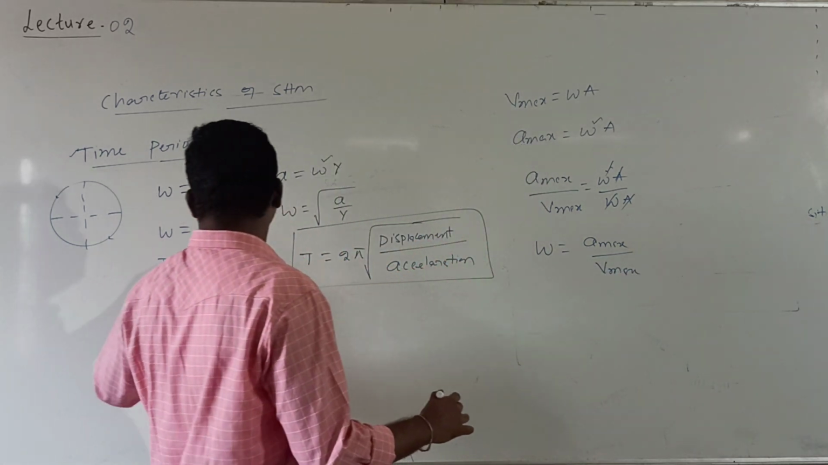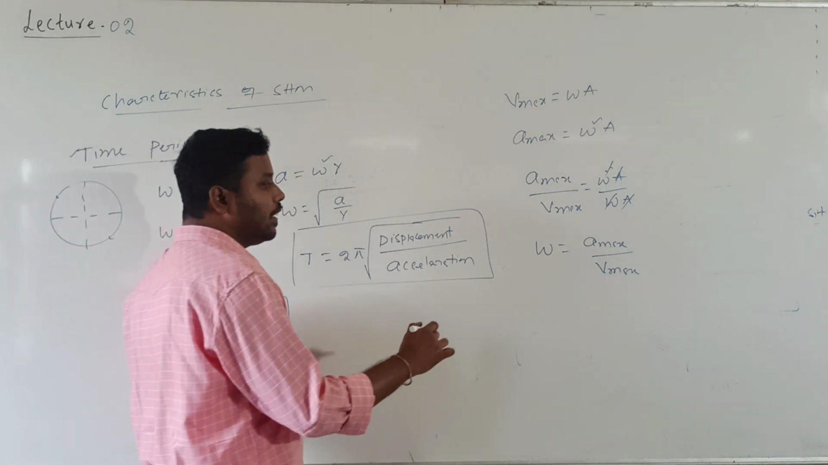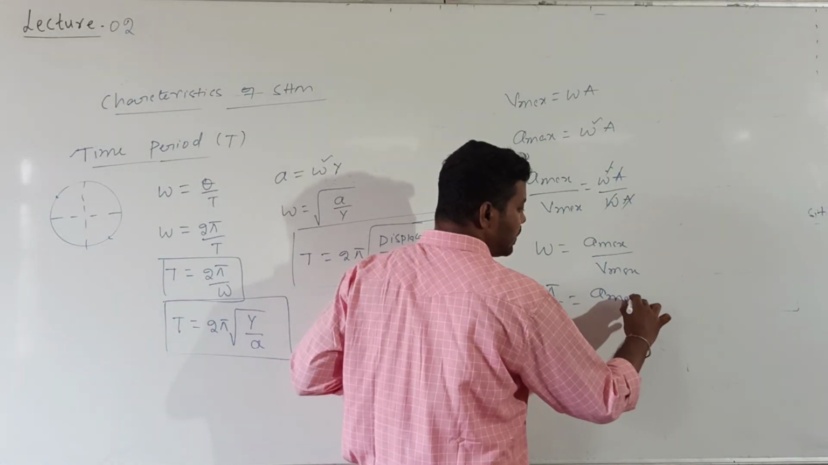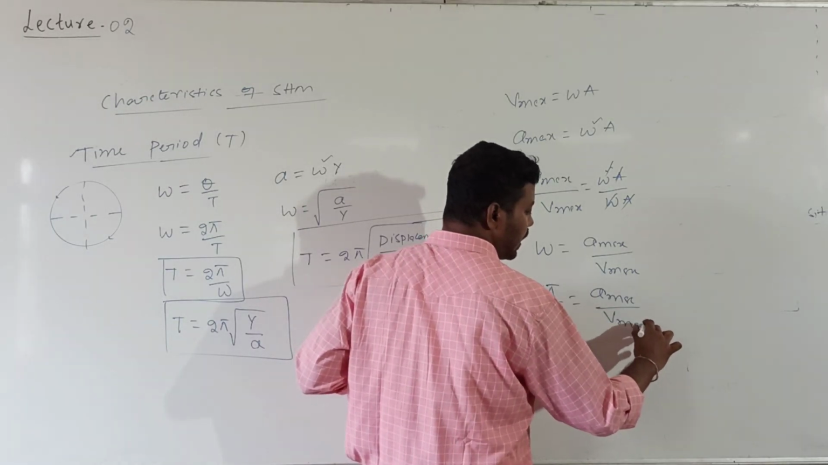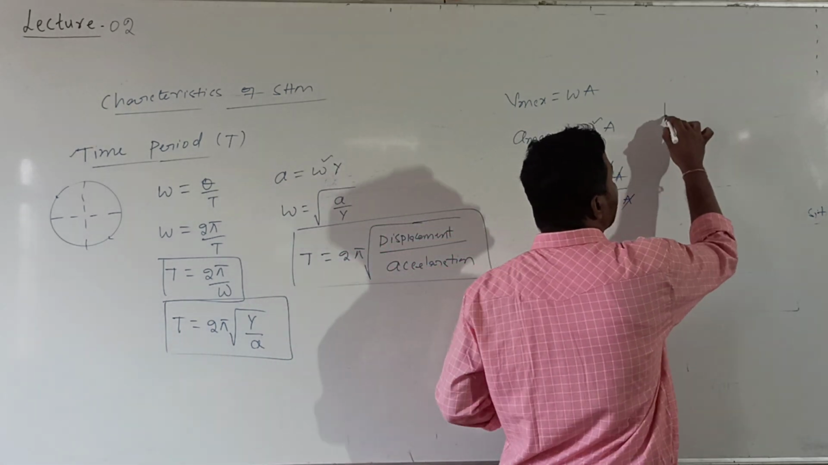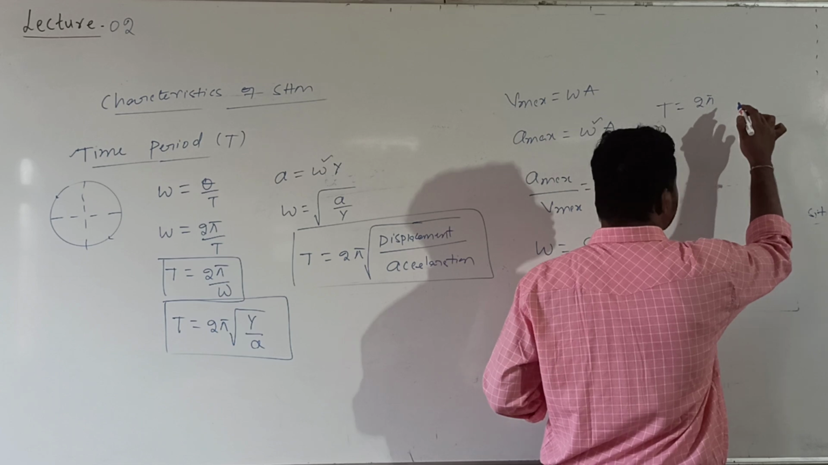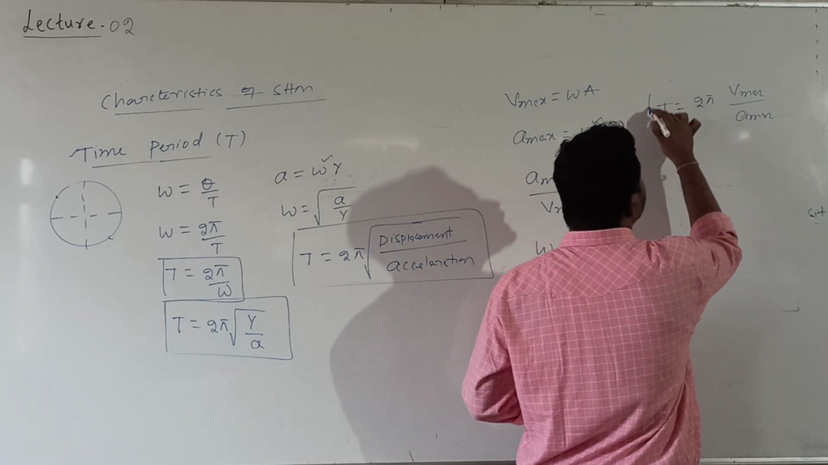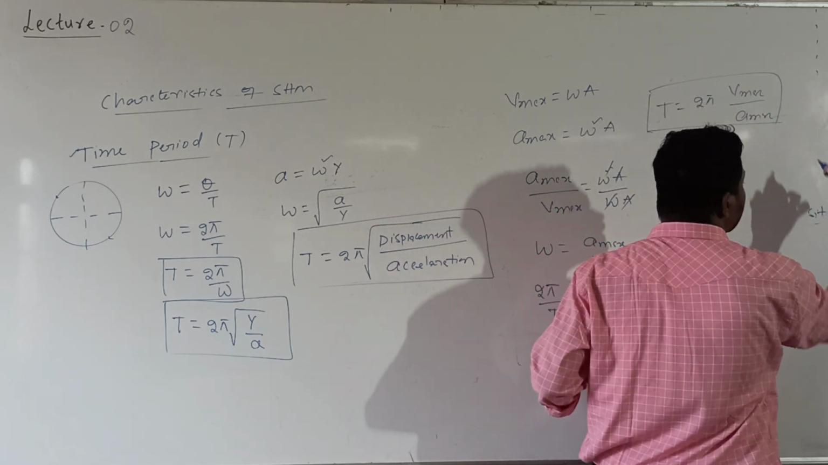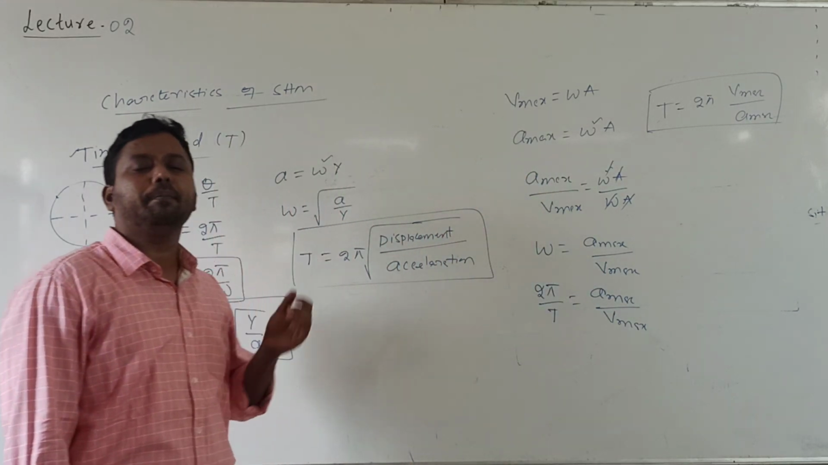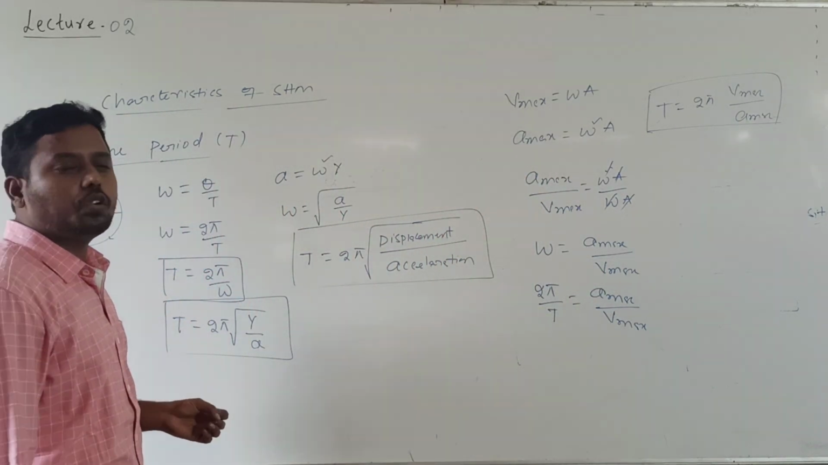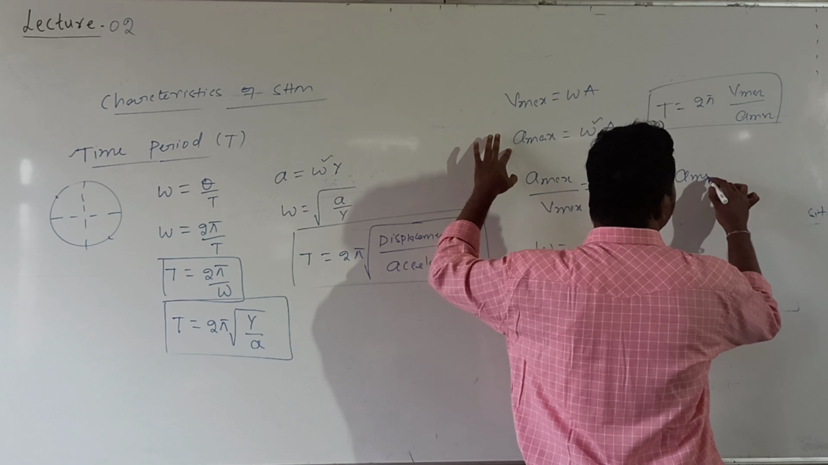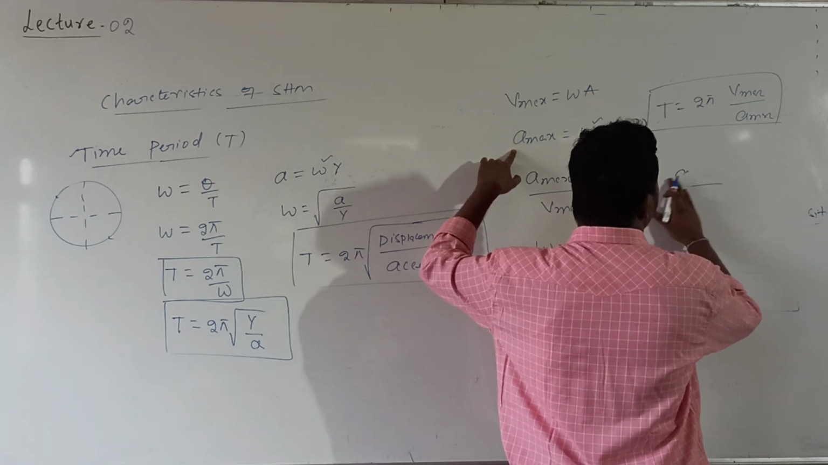But we just wrote that omega is equal to 2 pi by T. So this can be written as 2 pi by capital T is equal to Amax divided by Vmax. Correct? From this, T is equal to 2 pi into Vmax divided by Amax. When the maximum velocity and maximum acceleration are given, we can calculate the time period by the formula 2 pi into Vmax divided by Amax.